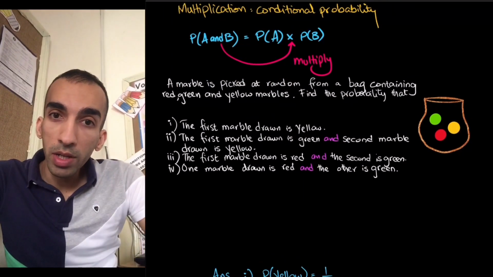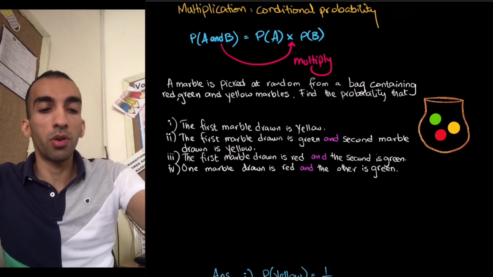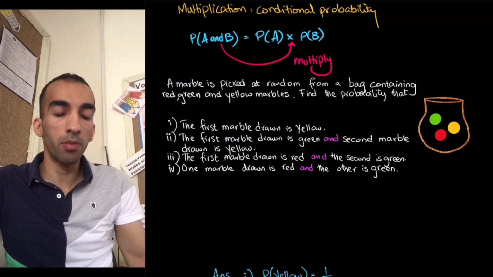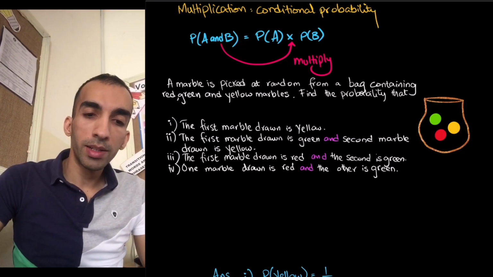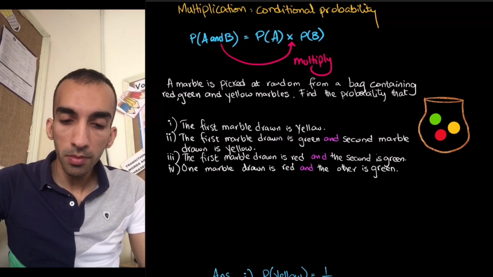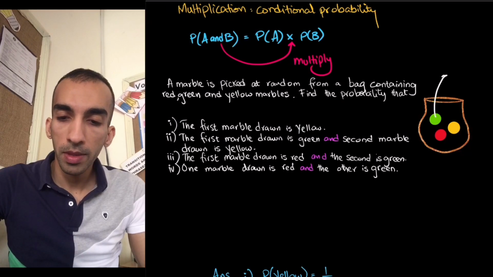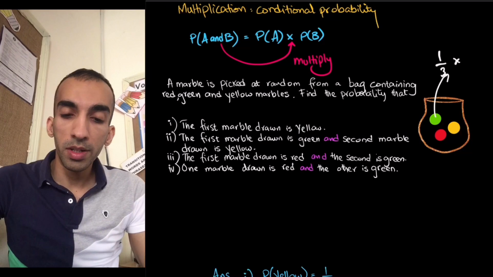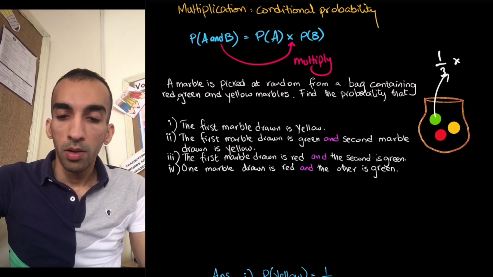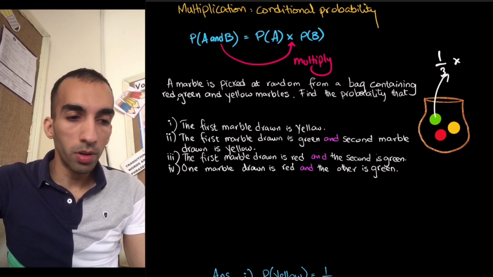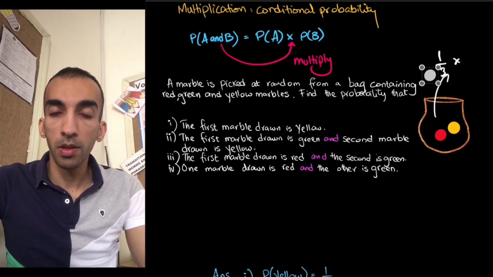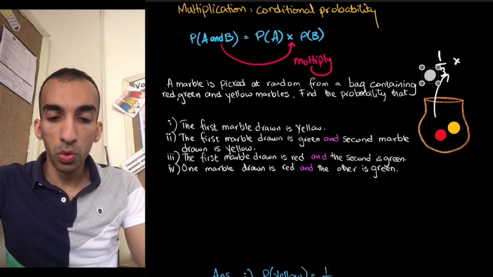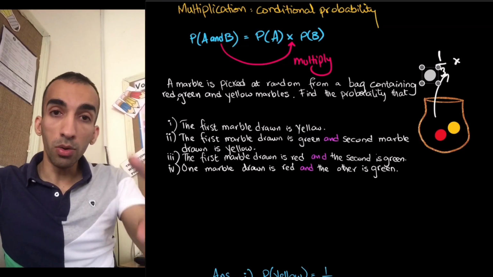It starts getting tricky by the second part. The first marble drawn is green and the second marble drawn is yellow. The chance that you will select the first one and it will be green is 1 by 3. And once it's gone, how many are you left with? So do not consider this for a second. This is gone. Now how many are you left with? 2.